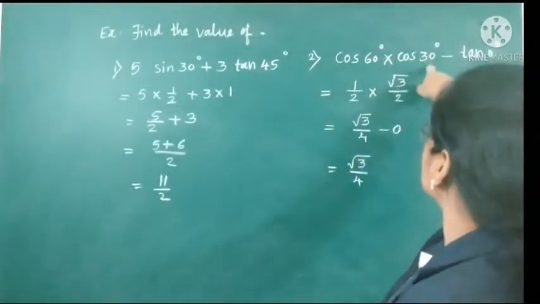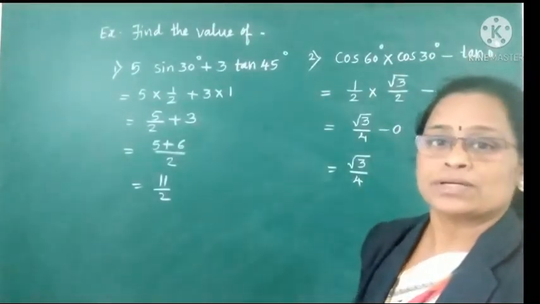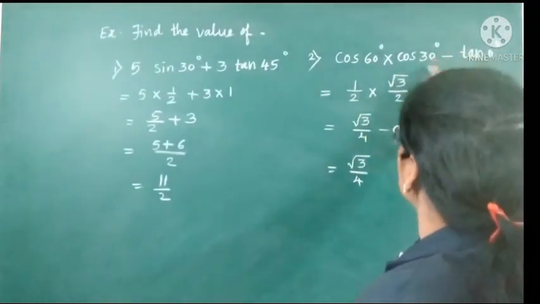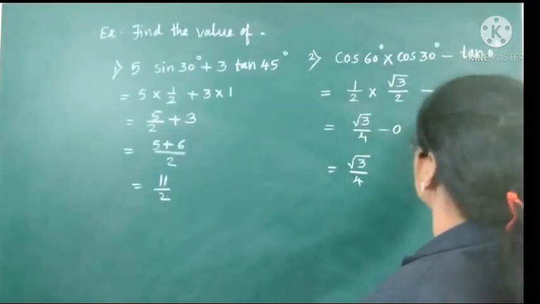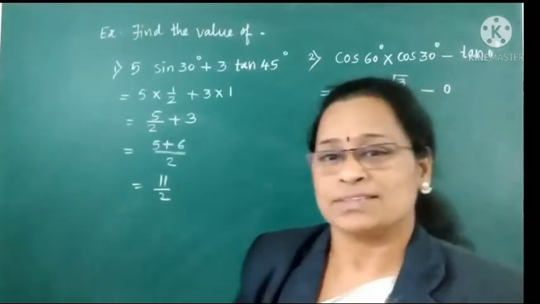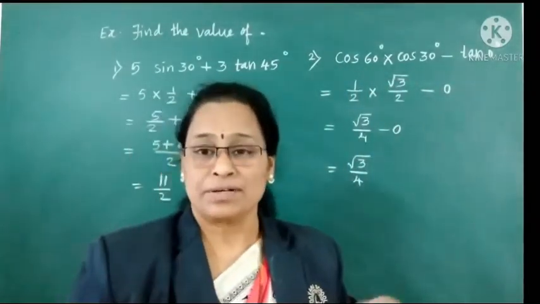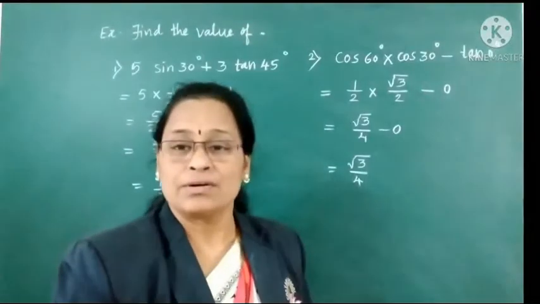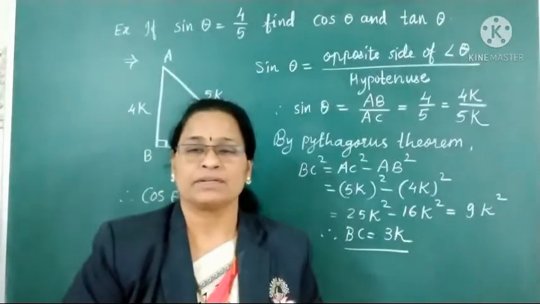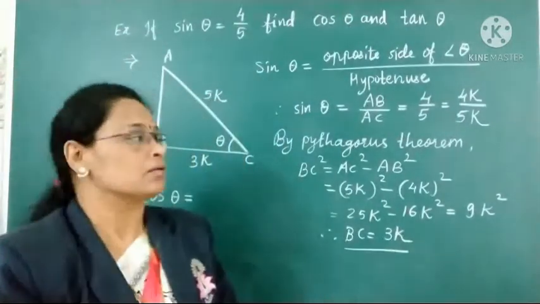Cos 60 into cos 30 minus tan 0. So here cos 60 value is 1 by 2, cos 30 is root 3 by 2, tan 0 is 0. Calculate, we'll find out root 3 by 4. Is it simple? Yes. Let's see some different type of examples where we have to use sine ratio and cos ratio. The last example we'll see, which is based on the trigonometric ratios.